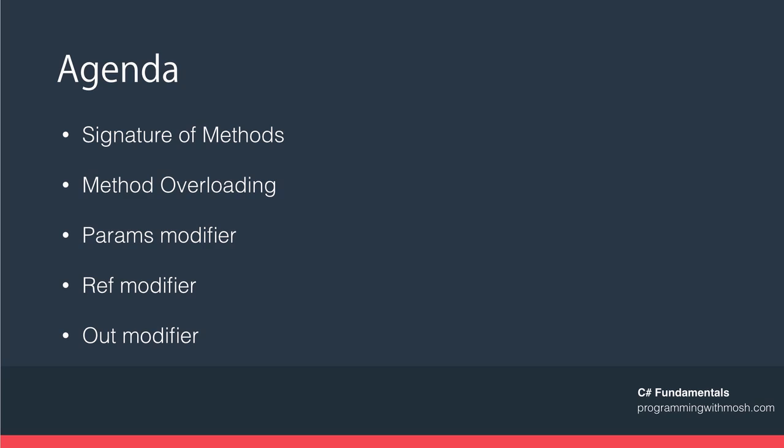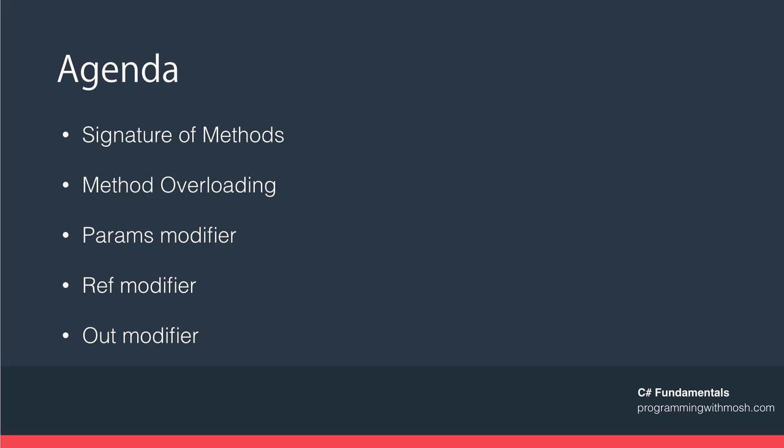Then I'm going to talk about method overloading, which you should already be familiar with because I already talked about it in the lecture about constructors. But here you're going to see another example of overloading methods which can be useful. Then I'm going to talk about three modifiers that we can apply to method parameters. And they are params, ref, and out.